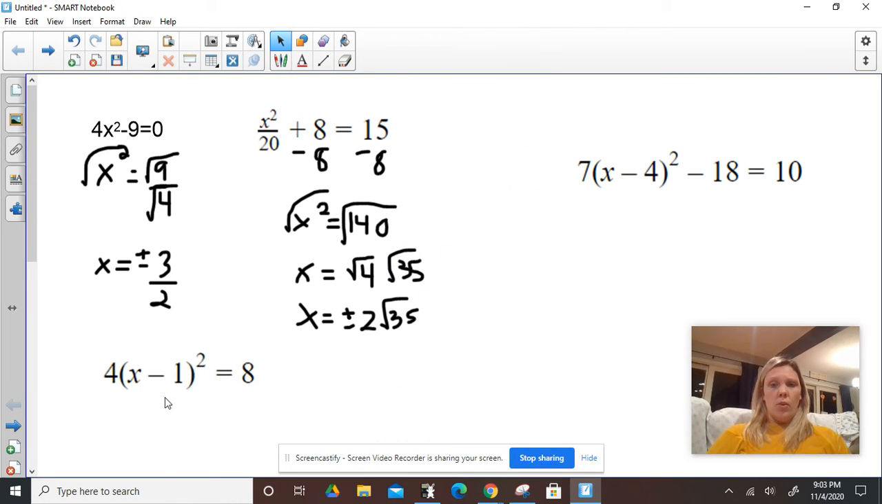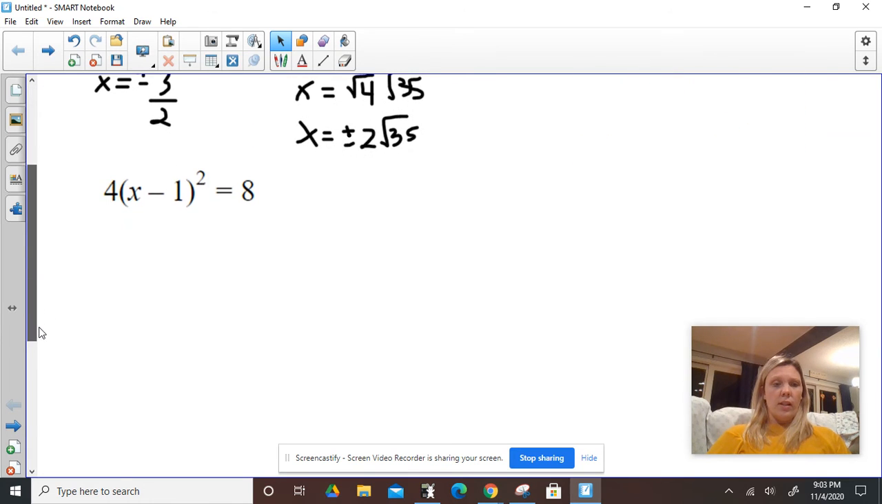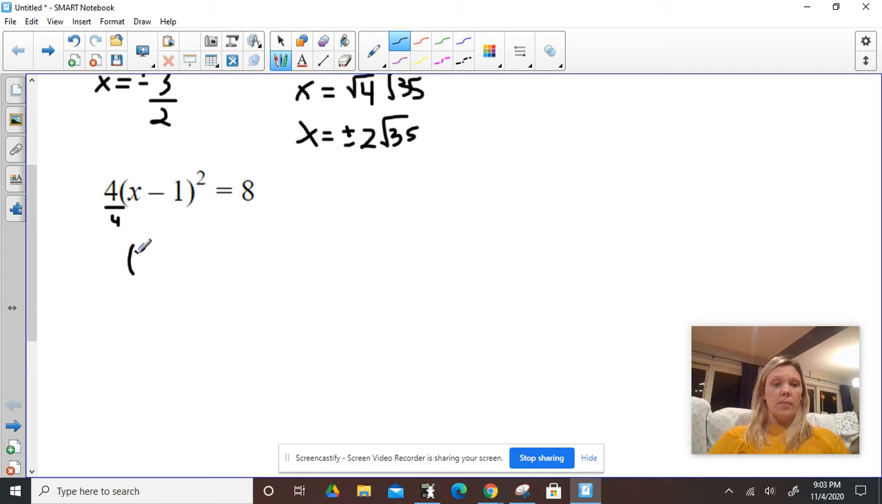For this one, you were kind of off here. I think you divided by 4, right? And you got x minus 1 squared equals 8. Or sorry, x minus 1 squared equals 2. Which is good. And then you took the square root of one side, but you forgot to take the square root of the other. So make sure that when you're taking the square root, what you do to one side, you must do to the other. So I would get x minus 1.